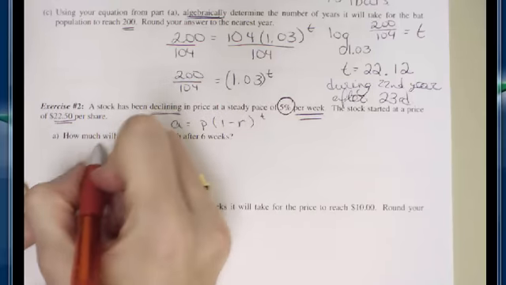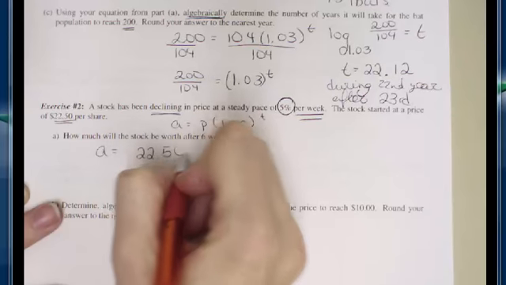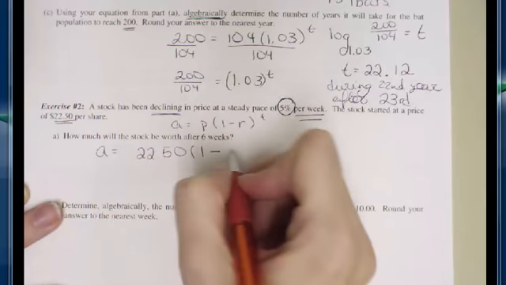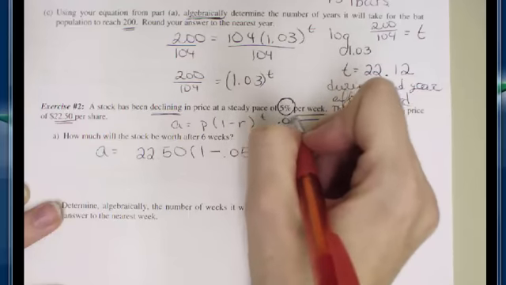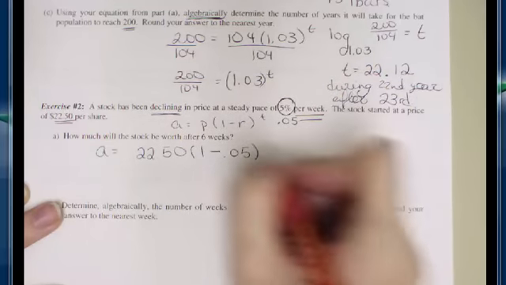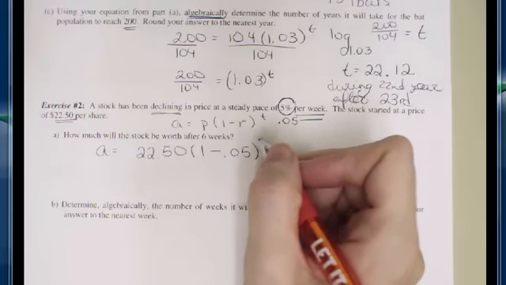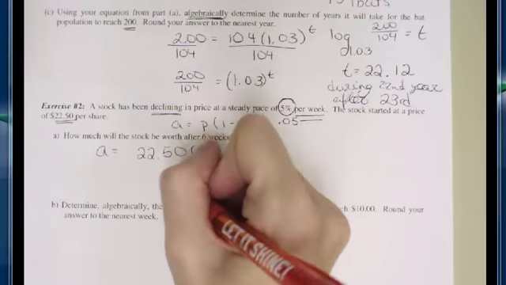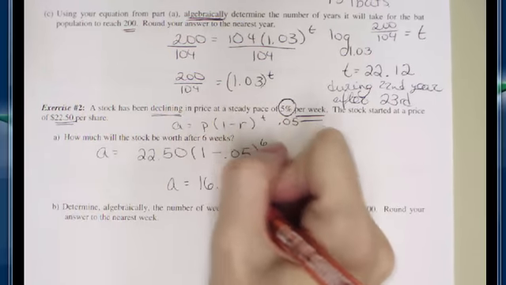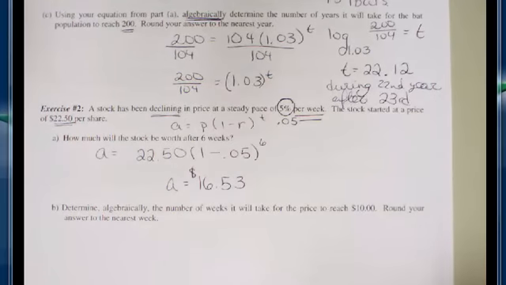So we're going to be looking at $22.50, 1 minus 0.05, and they said 6 weeks. So that one is done. Then we will type that right in, and you will find out after 6 weeks it is 16.53. Now money's easy, 2 decimal places.